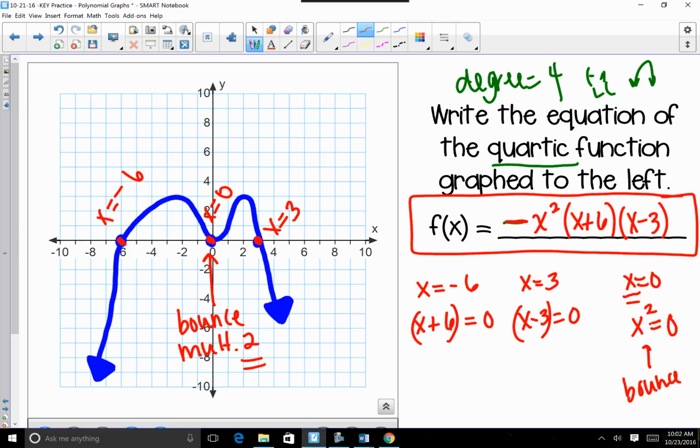So when you're asked to write the equation, and it's just a possible equation, right? If you're asked to write that equation, just do it in factored form. That's it.